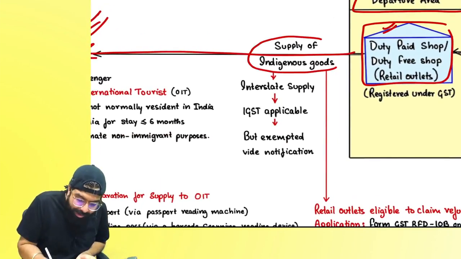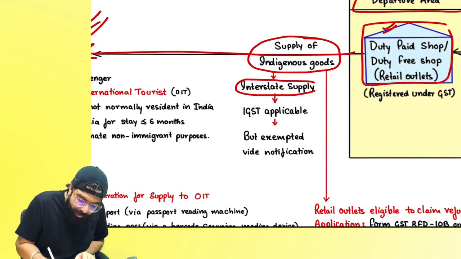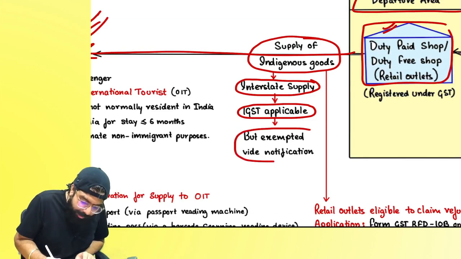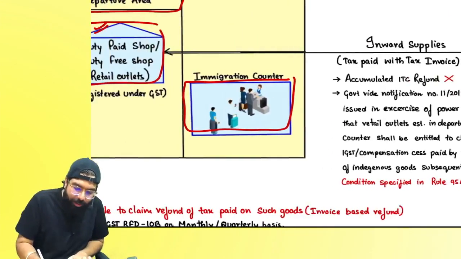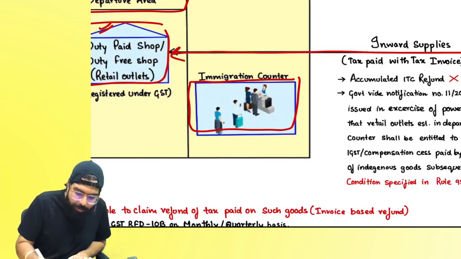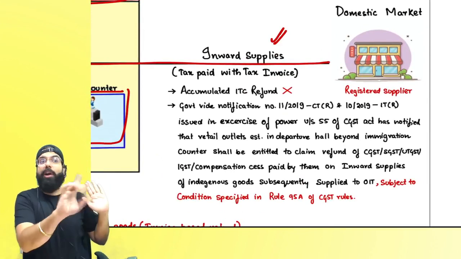So whenever they are supplying indigenous goods, Indian made goods, to whom? It is always what? Interstate supply. IGST is applicable, but it has been exempted by a notification. Hence, they will not charge any tax. They will say, sir, what about our inward supplies? We are buying and we are paying tax. Yes or no, everyone? All your inward supplies, you will not get a refund.